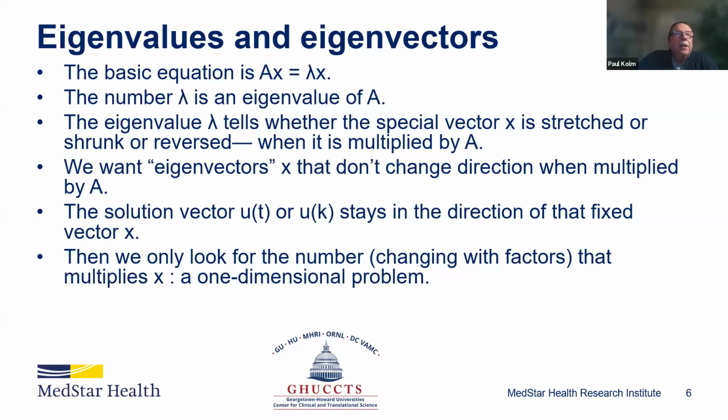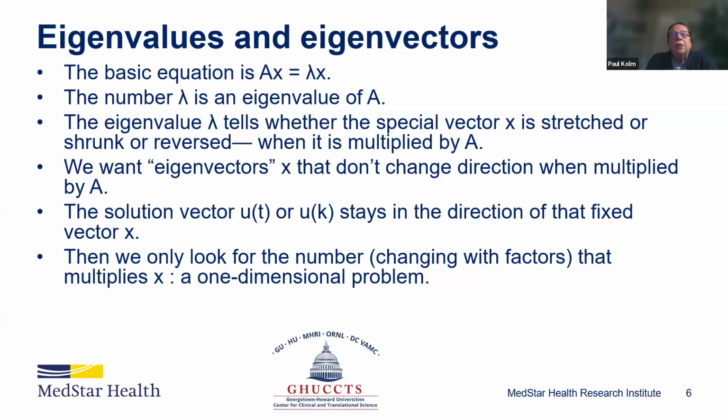And so in our equation of Ax equals lambda x, lambda is an eigenvalue of A. And what that tells us is whether the vector x is stretched or shrunk or reversed when it's multiplied by A. And so what we want to find are the eigenvectors that don't change direction when multiplied by A. And then the solution vectors are going to stay in the direction of that fixed vector. And then we are going to look for the number that might be different with different factors that multiplies x.